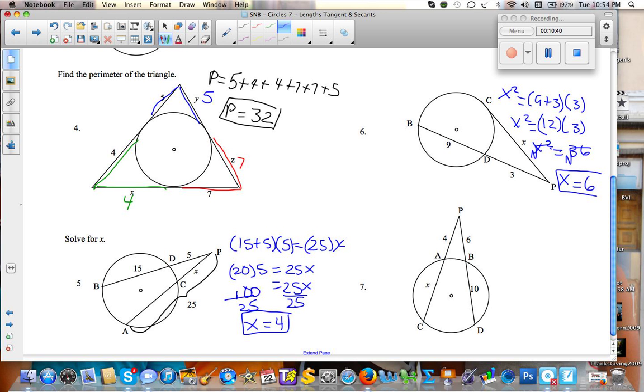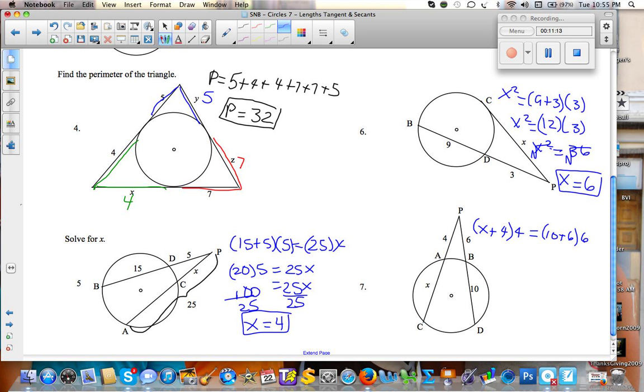And last but not least, example number 7. Again, we have two secants. So it's the whole thing. We're talking about secant PC. The entire length of secant PC is going to be x plus 4 times its external portion, which is 4. Set that equal to the entire secant PD, which is 10 plus 6, times its external portion, which is 6.